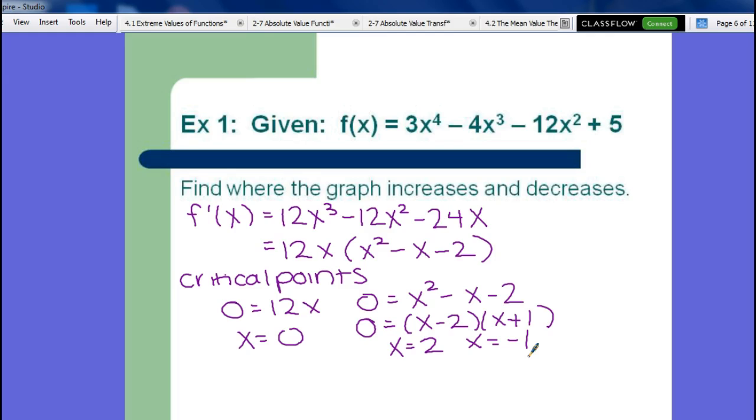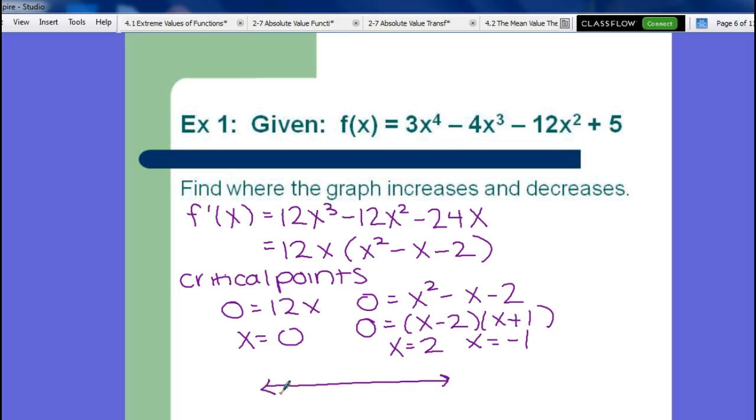That should make sense. If the original was a 4th degree, that means it's even, so it's going up in opposite directions. So that means it has 3 relative maxes and mins occurring. What we have to do is determine increase or decrease. So the easiest thing to do is to set up a sign chart.